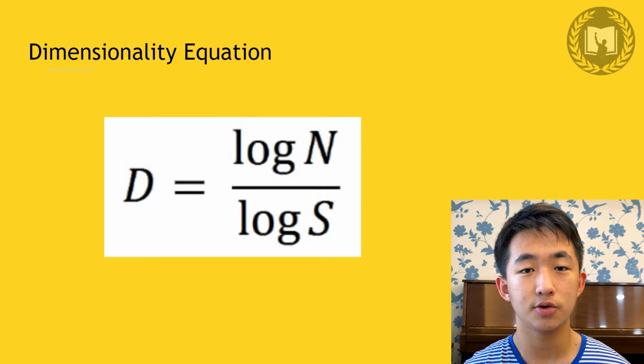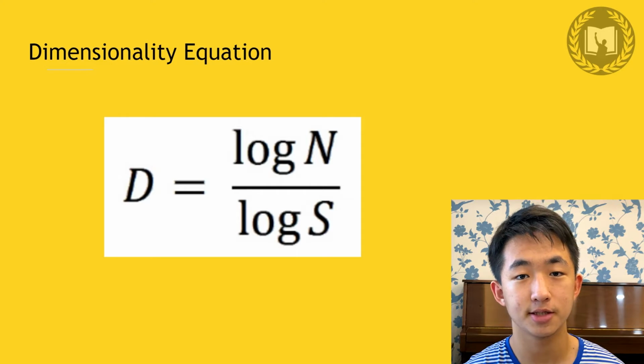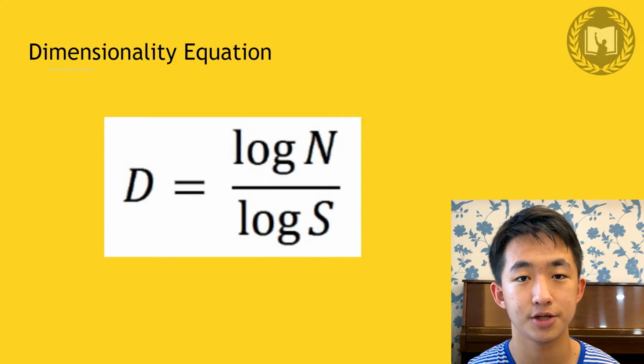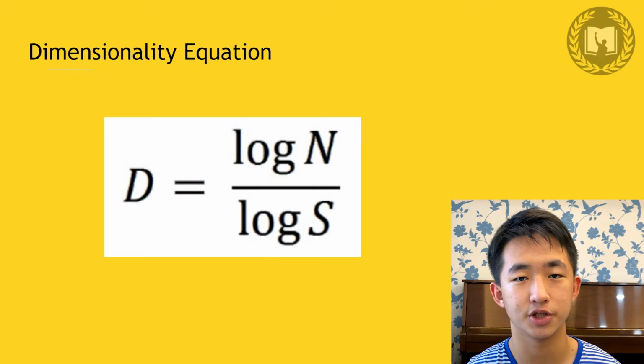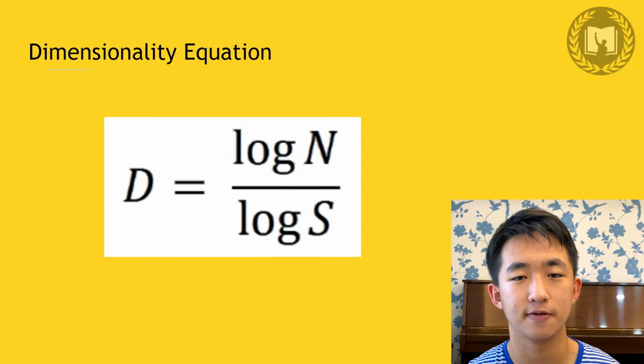Now, moving on to a very important concept of fractals, the dimensionality equation. So, D represents the dimensionality of a fractal, which is essentially a measure for the complexity of change of a fractal on its current iteration. N is the number of self-similar smaller shapes required to create that iteration of the fractal, and S is the current iteration of the fractal. Both N and S have to be positive integers.